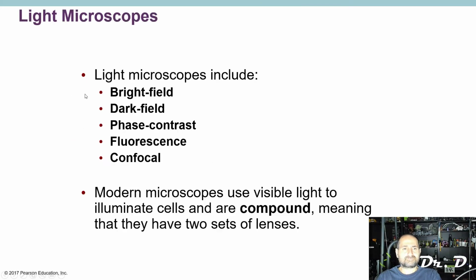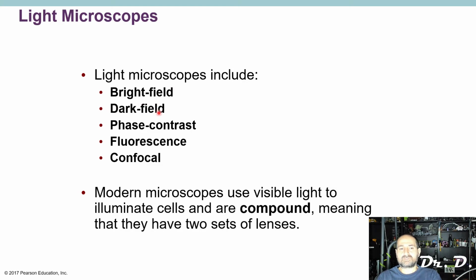So again, compound light microscopes are used in the lab. They have two sets of magnifying lenses. But there are different kinds of compound light microscopes. There's the bright field, the dark field, the phase contrast, fluorescence, and confocal. So you have different flavors of compound light microscopy. We're going to talk about each one.